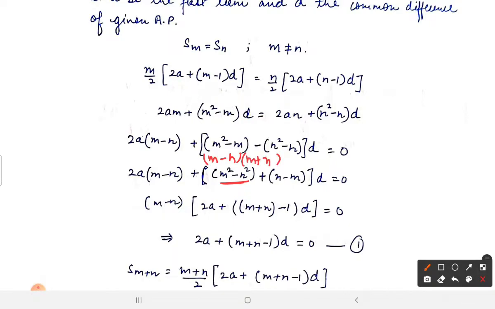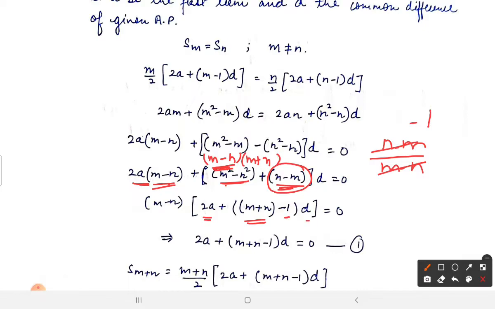So now take m minus n common. We have m minus n here, m minus n here, and n minus m here. When we take m minus n common from all these, we will get minus 1 here. Common means we are dividing the whole term with m minus n. Dividing this with m minus n, we are left with 2a. Dividing this with m minus n, we are left with m plus n, and dividing n minus m with m minus n, we are left with minus 1. So it is minus 1 times d.